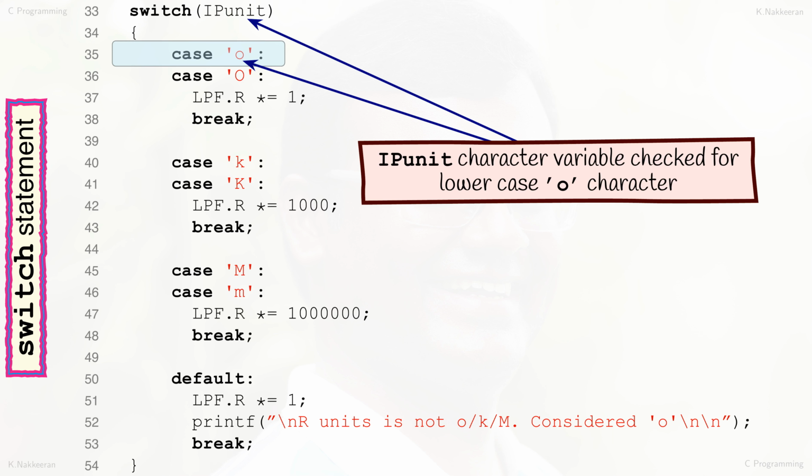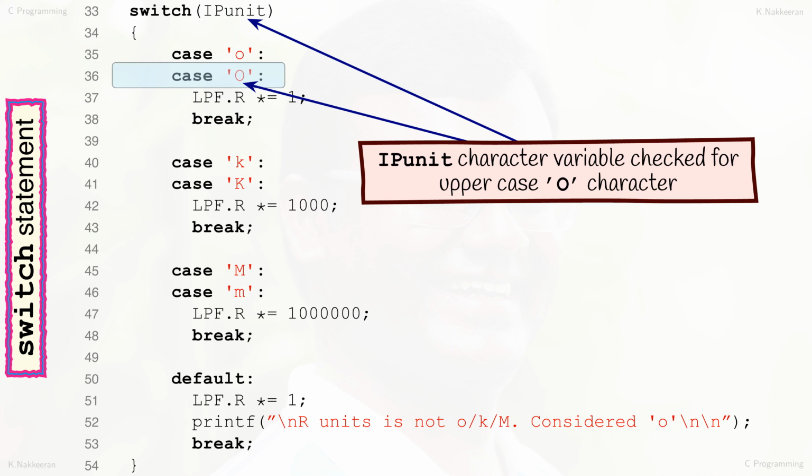In the switch statement IP unit character variable is checked whether it is lowercase o character. Remember that the single character has to be enclosed in single quotes in C programming language. If for instance the quantity checked in the switch statement is an integer variable, then this line must be written as keyword case followed by integer value say for example 1 and the line end with colon. In this case there should not be any quotes enclosing the integer 1.